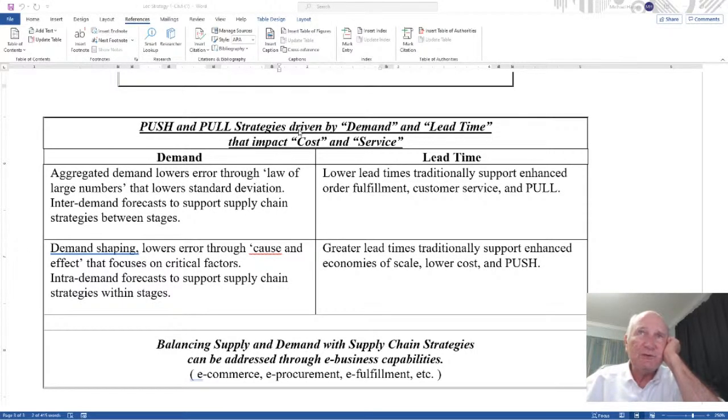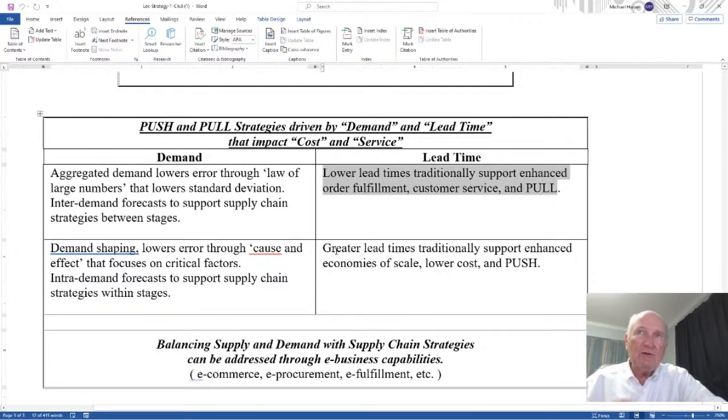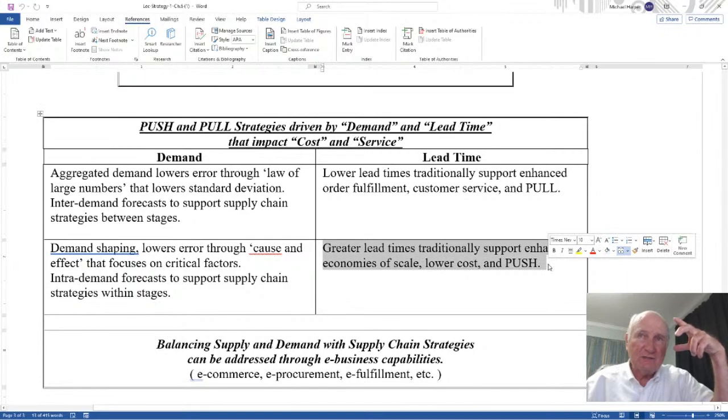Okay, so the impacts here to the push-pull strategy are driven by demand and lead time that impact cost and service. First of all, lead time. Lower lead times traditionally support enhanced order fulfillment. Lower lead times, in other words, I want it in a short amount of time. Well, order fulfillment becomes a strategy then, and that's customer service in a pull system. Greater lead times traditionally support enhanced economies of scale because you can have more of a push system and lower the costs.